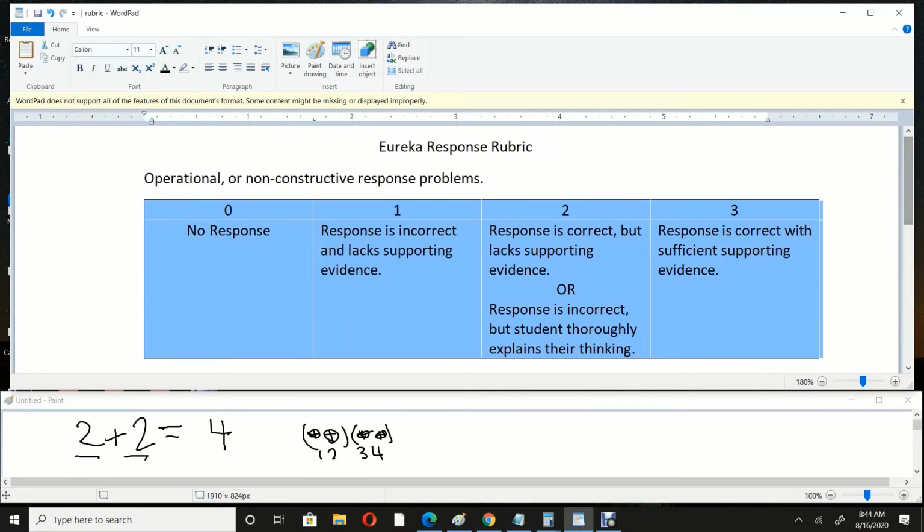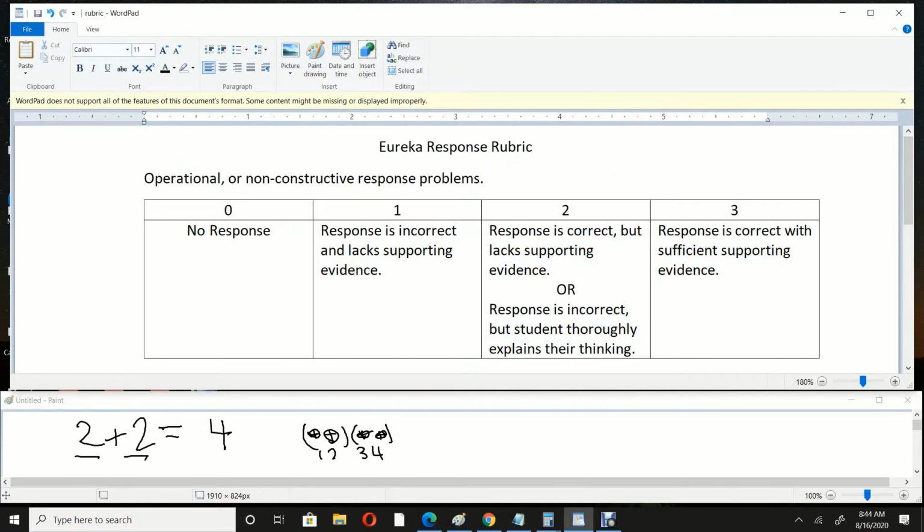And 2, I wanted to talk about 2 because the response is correct but lacks supporting evidence. So let's say I skip any of the work that I could have done to show what I did, and I just wrote 4, right, in my example. So I just wrote 4 instead of any supporting evidence. Well, I still get the 2, but I didn't support my work, so I don't get all the way up to 3. But it's this other or part right here that I wanted to talk about.